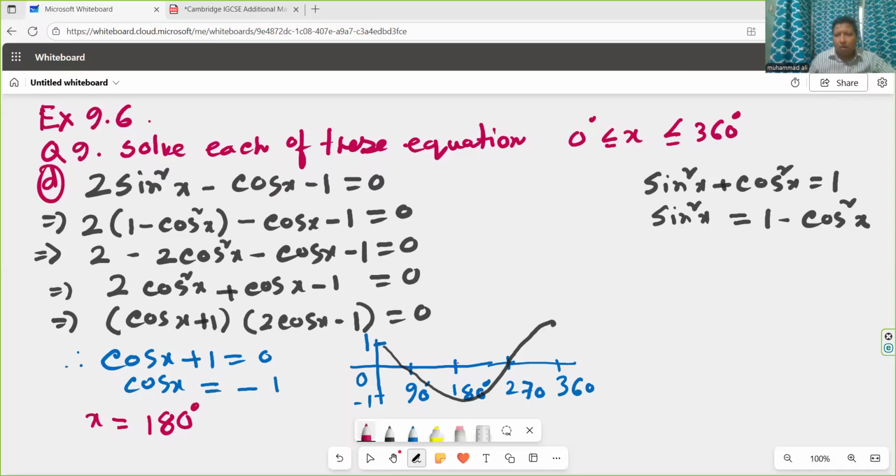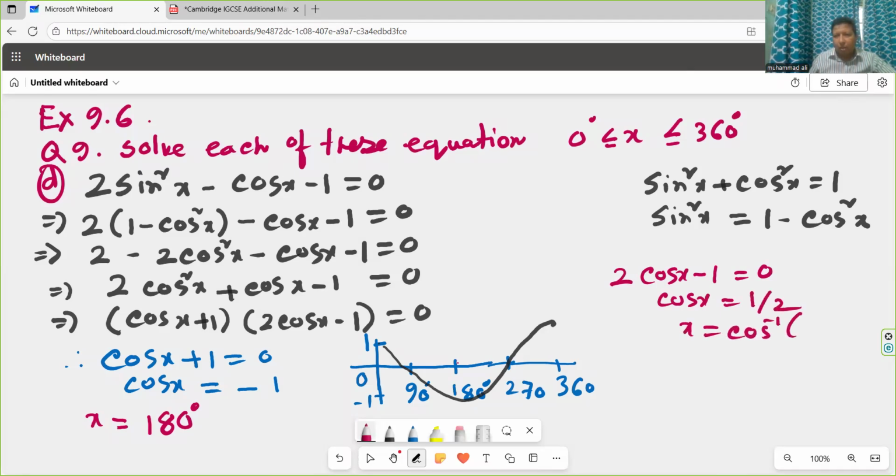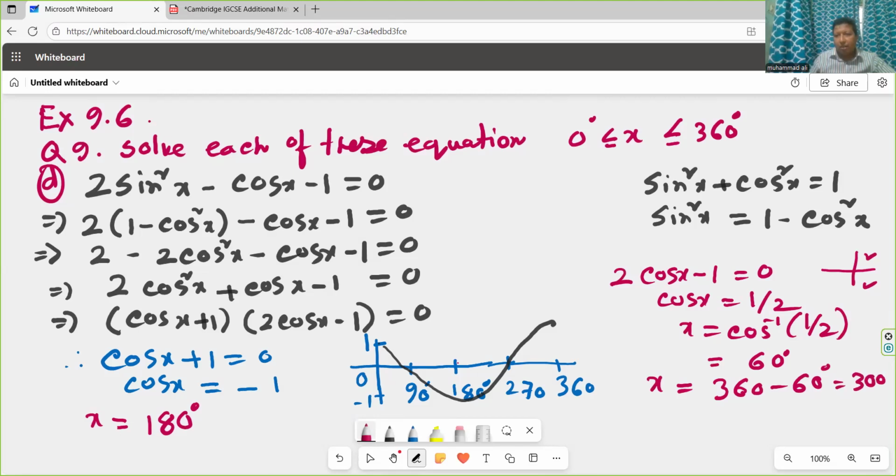For the other part, 2 cos x minus 1 equals 0, cos x equals 1 by 2. x equals cos inverse 1 by 2, which is 60 degrees. Cos is positive in the first quadrant and the fourth quadrant. So for the fourth quadrant, 360 degrees minus 60 degrees, it will be 300 degrees. Final answer: x equals 60 degrees, 180 degrees, and 300 degrees.